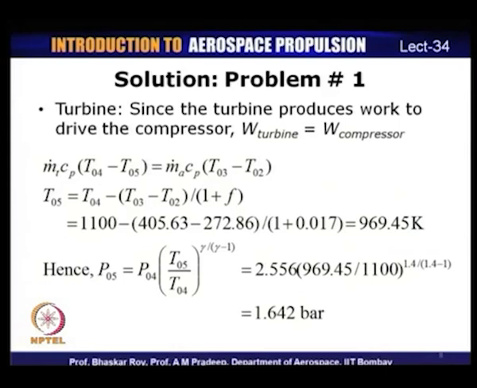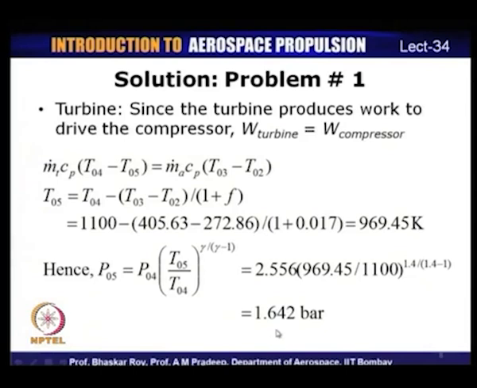And so, this multiplied by 969.45, which is T05, divided by 1100, which is T04, raised to 1.4 divided by 1.4 minus 1. So, the turbine exit stagnation pressure is 1.642 bar.